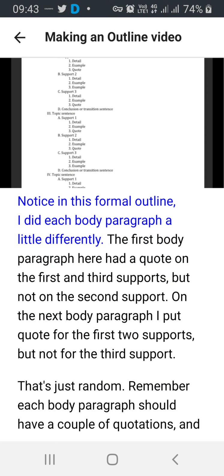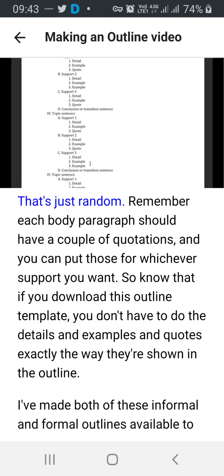Notice in this formal outline, I did each body paragraph a little differently. The first body paragraph here had a quote on the first and third supports, but not on the second support. On the next body paragraph, I put a quote for the first two supports, but not for the third support. That's just random. Remember, each body paragraph should have a couple of quotations, and you can put those for whichever support you want. So know that if you download this outline template, you don't have to do the details and examples and quotes exactly the way they're shown in the outline.